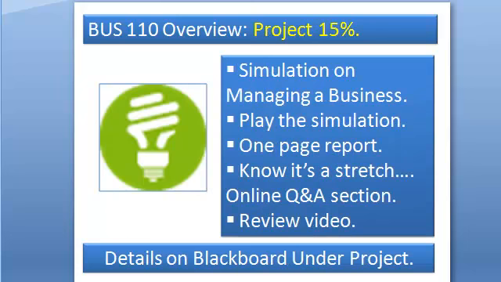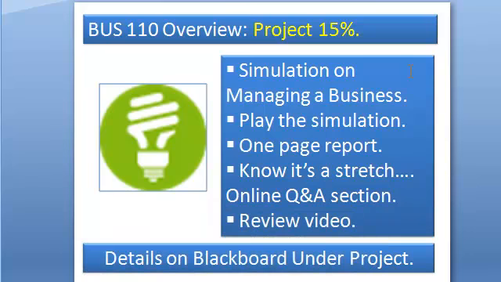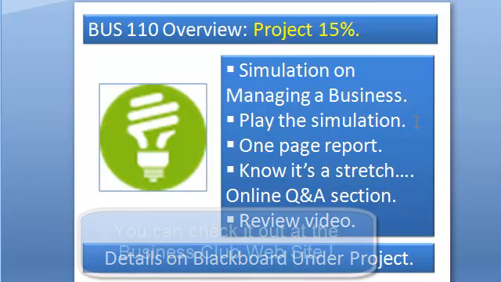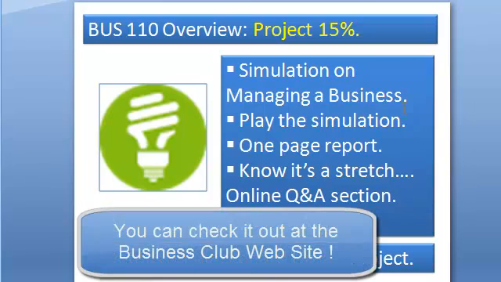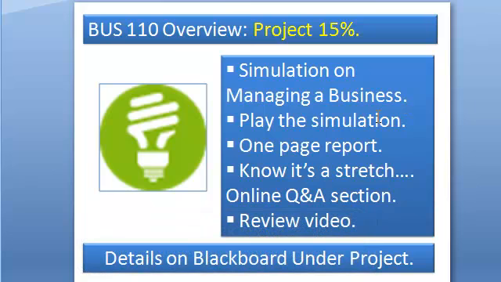There will be a project in this class. I may give you an option of 2, particularly for the online. But the main project is a simulation where you'll be given a business. You'll have to manage it over several quarters and several years by making all the decisions about that business. And you'll write us a 1-page report.